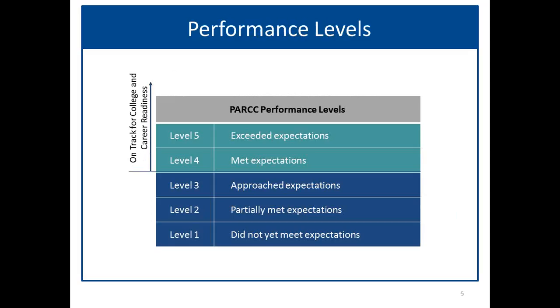PARCC has 5 performance levels. Levels 1 through 3 are where the student either did not yet meet expectations, partially met expectations, or approached expectations, while levels 4 and 5 mean that a student is on track for college and career readiness, where they either met expectations or exceeded expectations.